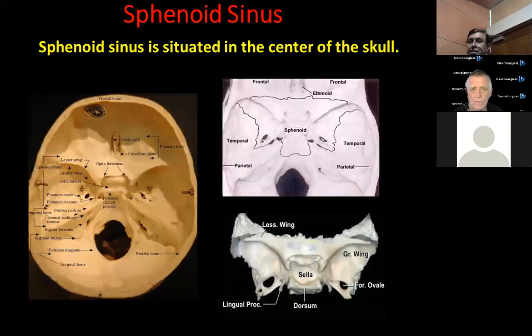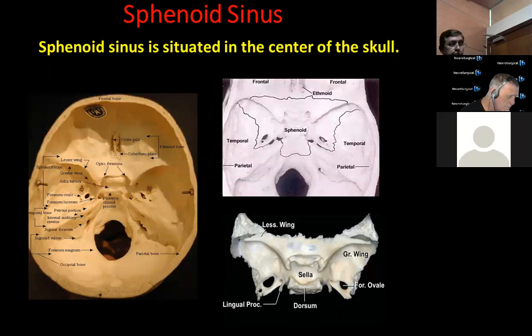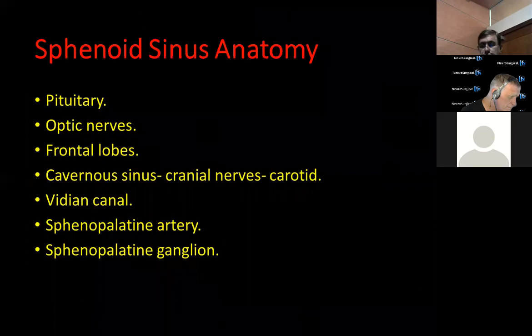Sphenoid sinus is in the center of the skull. So it is the central bone of the skull, and everything is built around it. So this is the skull as a whole. This is just showing the sphenoid bone, which is composed of body, a lesser wing, greater wing, and two legs, the so-called pterygoid plates.